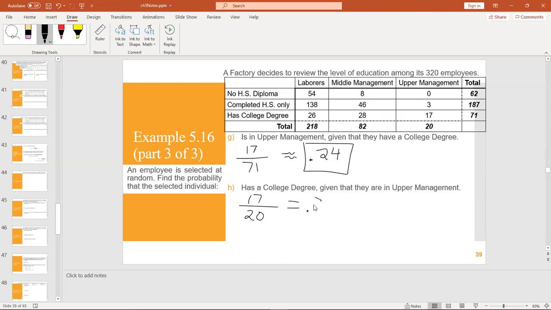So if you know someone is in upper management, there's an 85% chance that that is someone with a college degree. So if you're in upper management, there's a good chance you have a college degree. However, just because you have a college degree does not guarantee that you have found your way into upper management. Ain't that the truth?